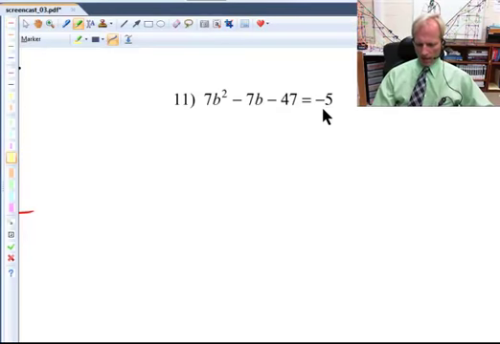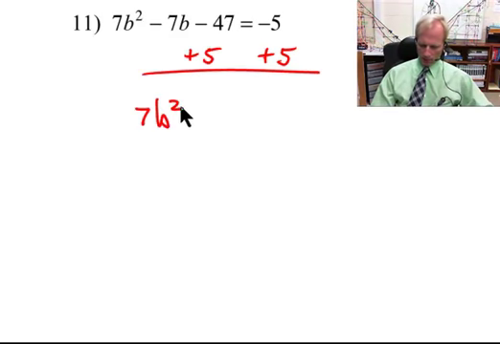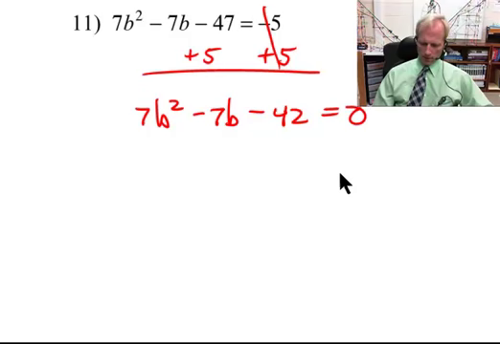Alright, number 11. This time I have a negative 5 that I need to move over to the right side of the equation. So let me do that first. And that gives me 7b squared minus 7b minus 42 equal to 0. Now I can factor out a 7.